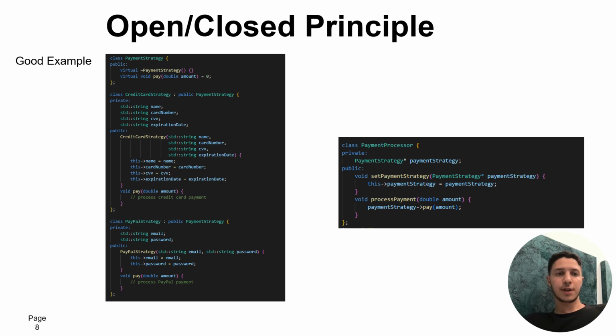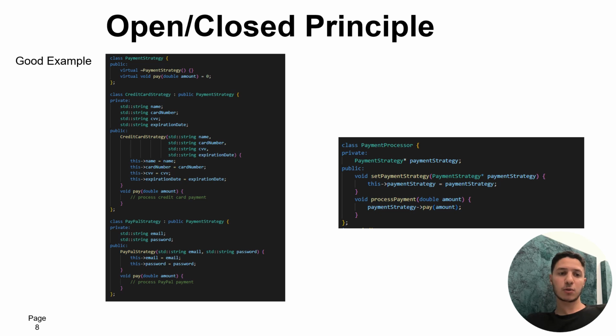So here we have the CreditCardStrategy, which inherits from the PaymentStrategy and has its own way of paying. And then we have the PayPalStrategy that also inherits from the PaymentStrategy and has its own specific way of paying. And then we have the PaymentProcessor class, which we talked about before. All we have to do now is just set the payment strategy, and each payment strategy has its specific way of paying.